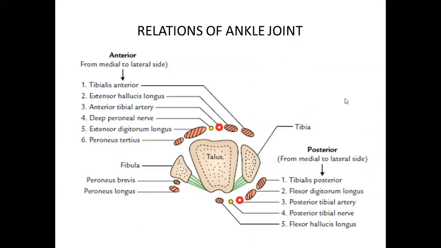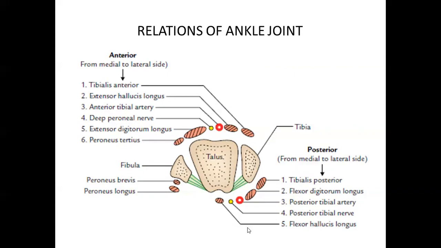Okay, now talking about the relations of the ankle joint. The relations are anterior and posterior. Anteriorly, we have already studied a mnemonic: the Himalayas are not dry plateaus. So anteriorly, from medial to lateral, we have the tibialis anterior, the extensor hallucis longus, the anterior tibial artery, the deep peroneal nerve, the extensor digitorum longus, and the peroneus tertius.